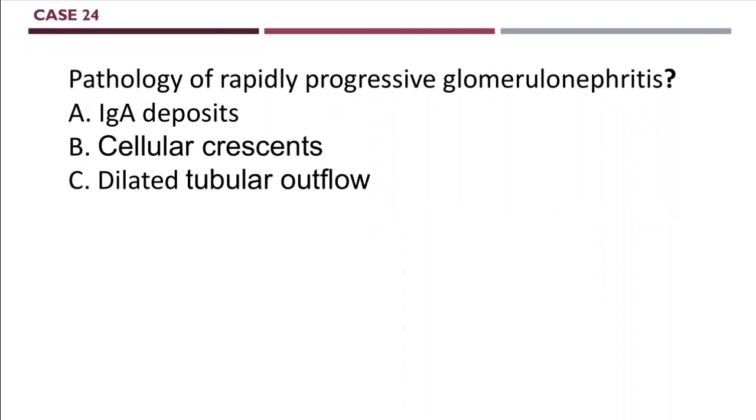Pathology of rapidly progressive glomerulonephritis: A, IgA deposition, B, cellular crescent, C, dilated tubular outflow. So which is the pathology that you're going to see? A. But this is rapidly progressive glomerulonephritis. That will be C? I don't know. C, dilated tubular outflow.